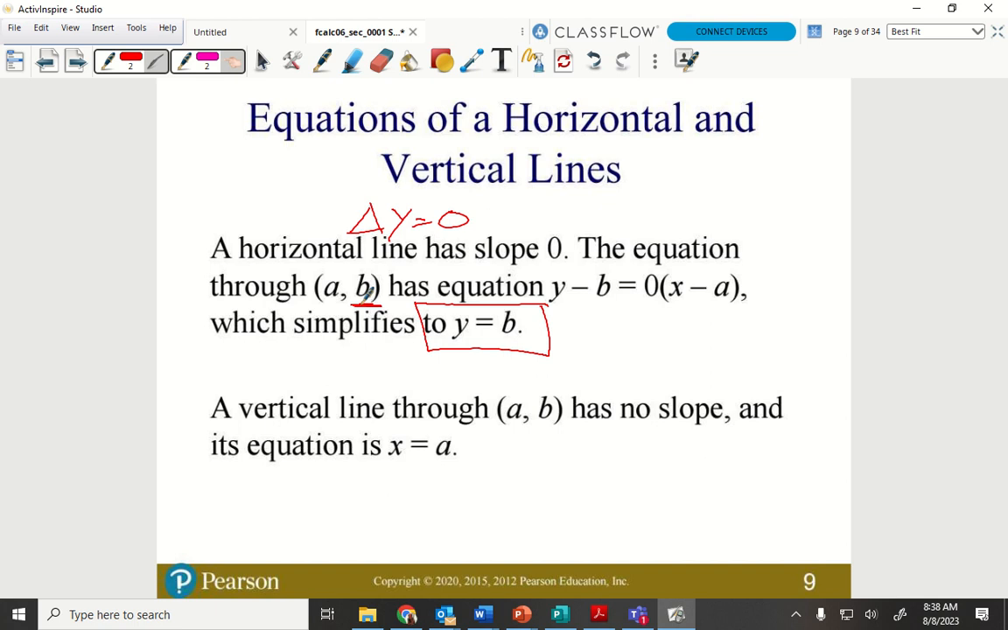A vertical line is kind of the opposite, so it goes up and down, but this one has an equation of x equals a, where a is the value of my x value. Whatever my x value is, it's going to be a line straight up and down right there, and we know that it has no slope. That's where my delta x equals 0, also known as undefined.